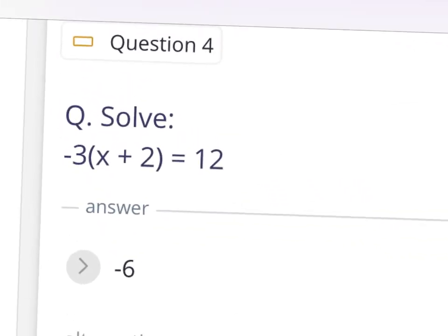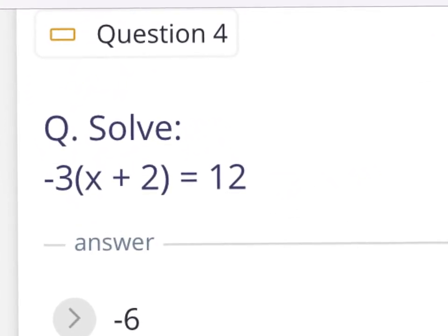Question number 4. Solve. Okay, so we need to solve. What do we do to solve? You first have to simplify your equation. Make it a simple equation. Then after that, get x by itself on one side. And how do you get rid of things? By doing the opposite. So we need to simplify first. What does simplify mean? It means distributive property or combining like terms.